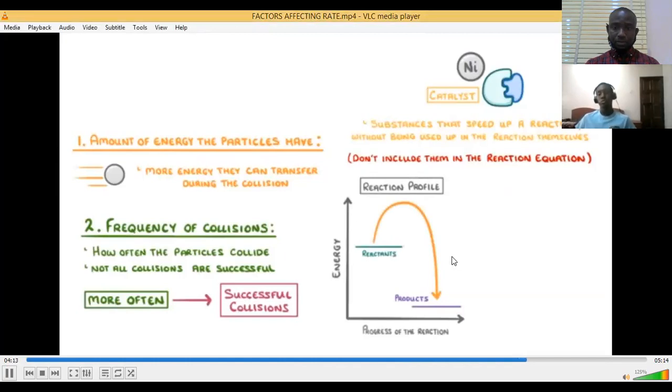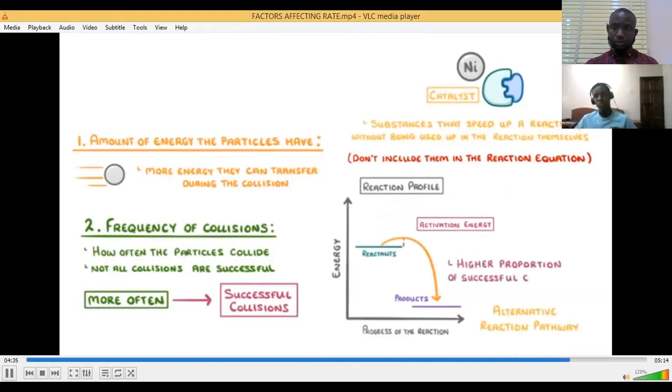Now, this distance between the reactant's energy level and the very top of the curve is the activation energy, which, remember, is the energy that the collisions have to have before they can react successfully. What a catalyst does is lower this activation energy by providing an alternative reaction pathway. And this means that there'll be a higher proportion of successful collisions.